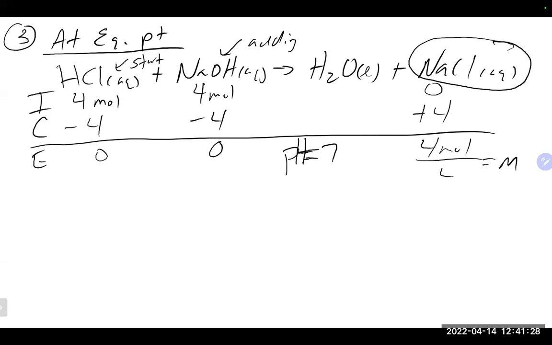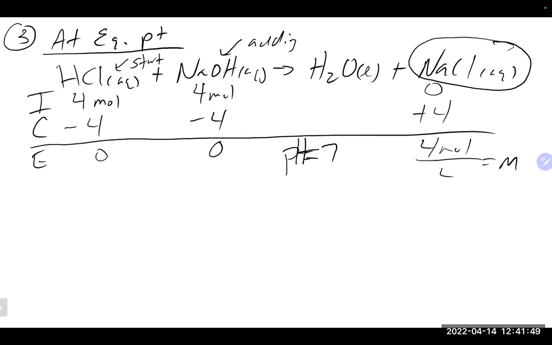Any questions? This is also why when they specifically talk about a reaction between a strong acid and a strong base, they are sometimes called acid-base neutralization reactions, because basically what you're left with is water and a salt that's really not doing anything other than floating around having a nice day. Any questions on that there?